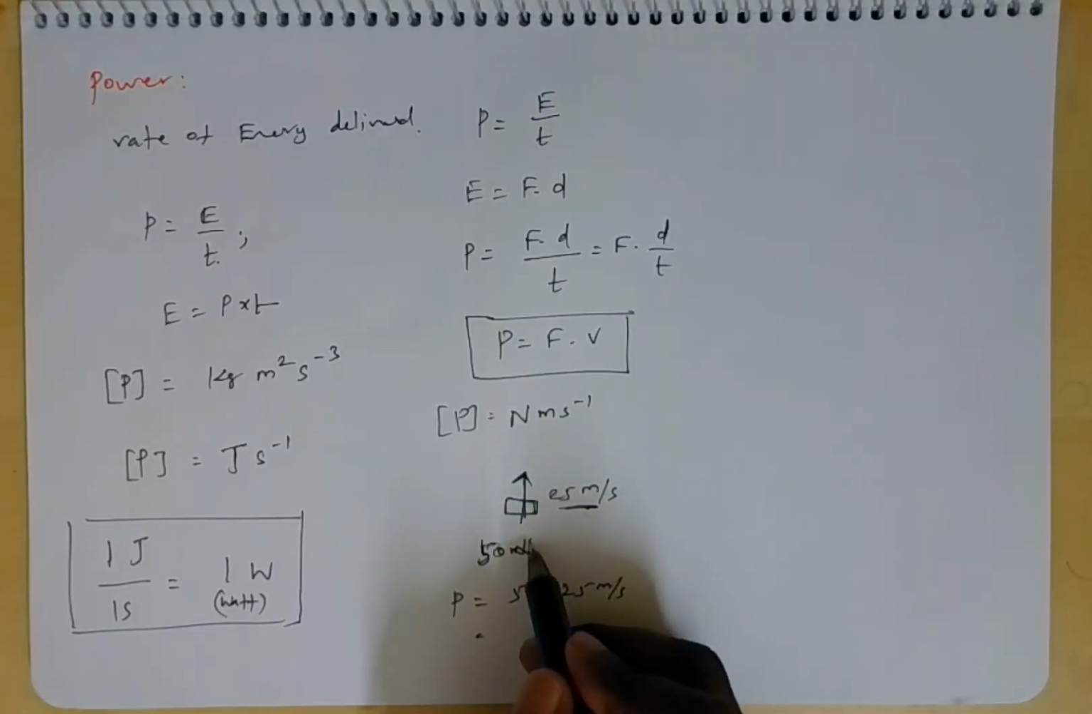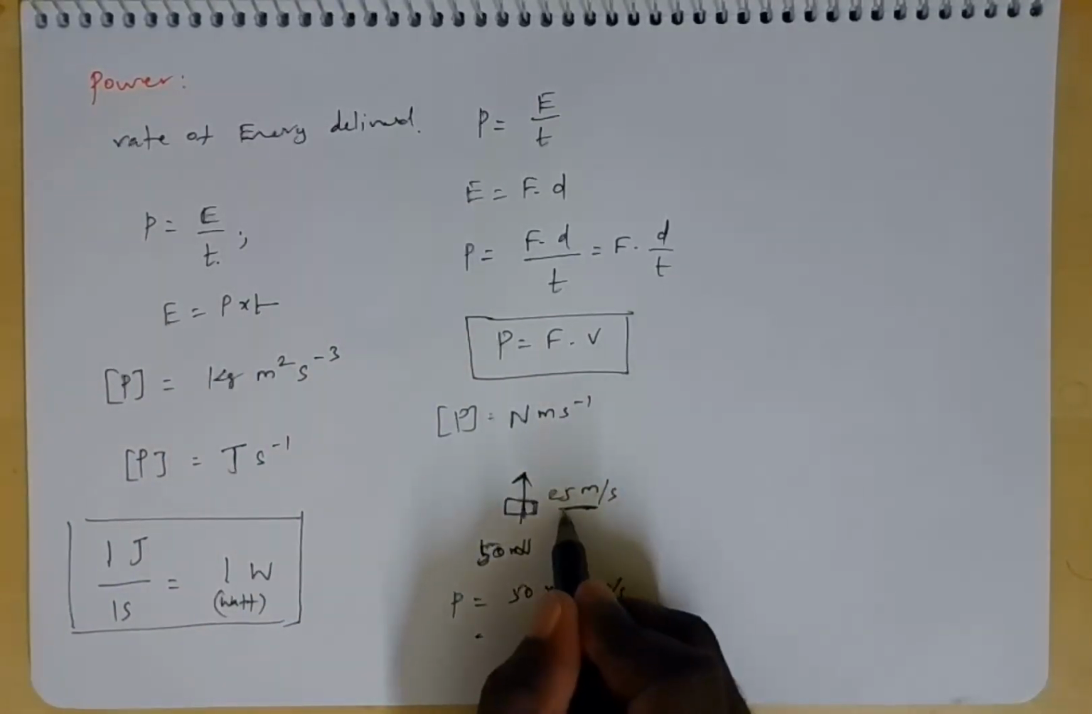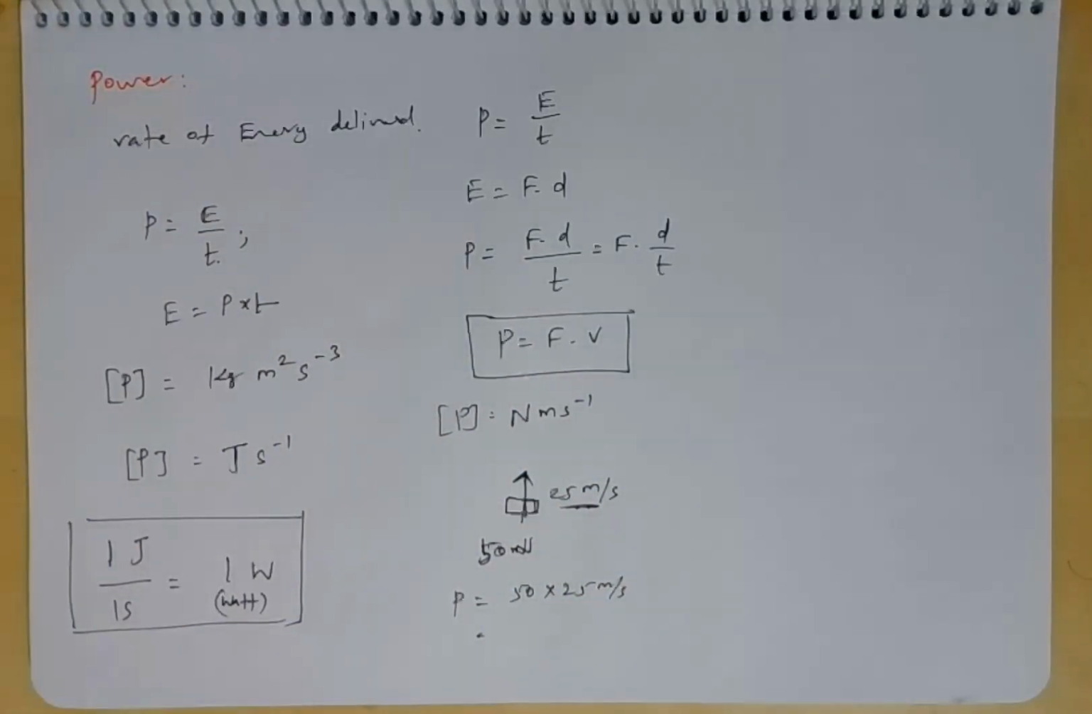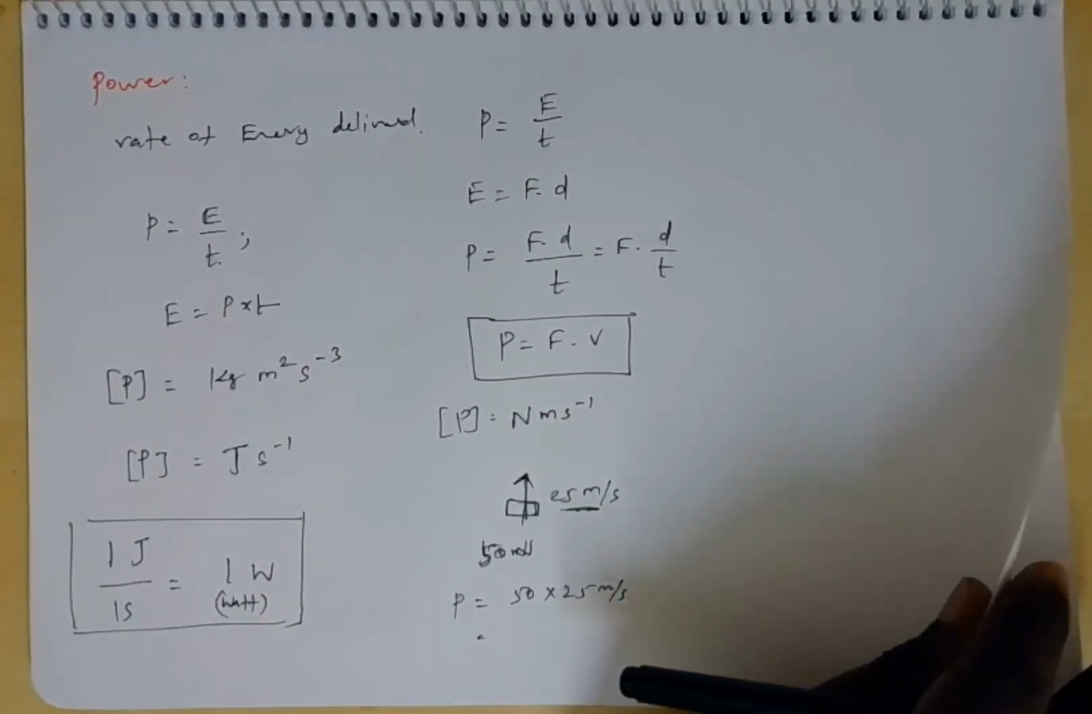So if this velocity is not given, then first we have to subtract the weight and work out the resultant force. Is it clear, sir? Yes. So in the end, we will solve problems related to power.